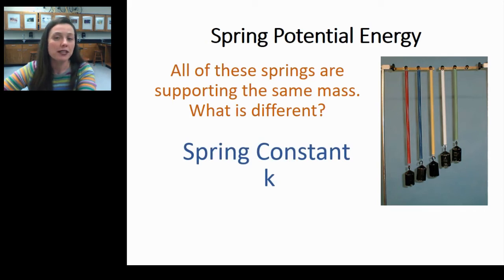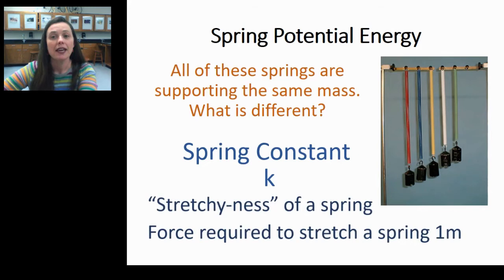The difference between these springs can be described by their spring constant. The fact that the red spring stretches much more than the green spring when the same weight is applied to it means that the red spring has a much lower spring constant. You can think of the spring constant of a spring as its stretchiness. It is the force required to stretch a spring 1 meter.